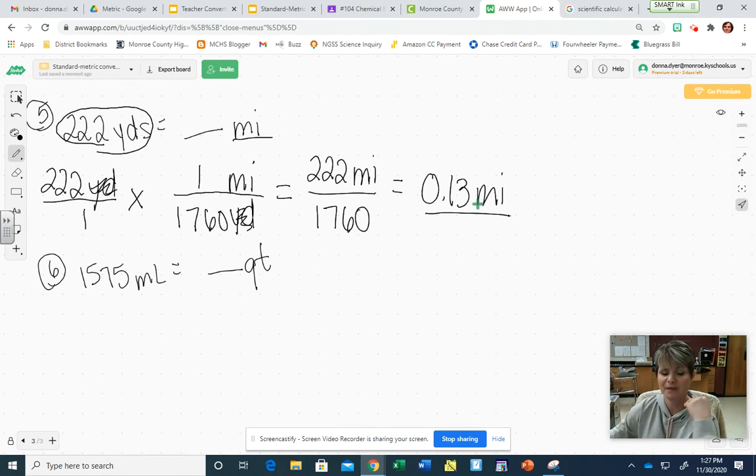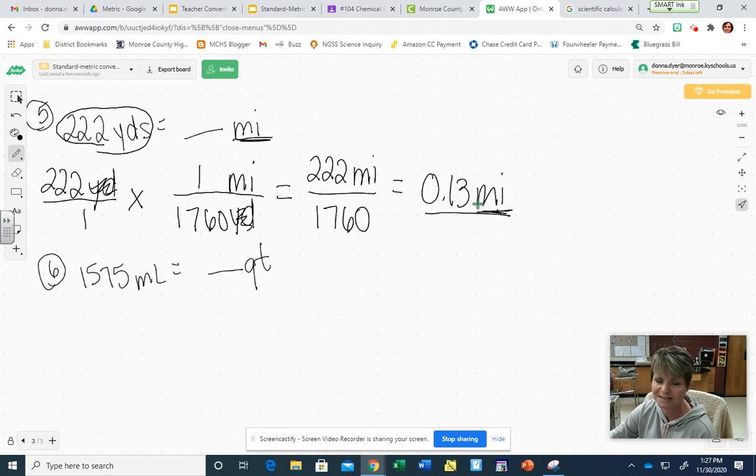Again, guys, the key to the factor label method are the units. Set your problem up so that your units cancel. Make sure when you're getting those numbers from the conversion factor that you put the number in front of the correct unit. At the end, make sure that the unit that you're left with is the unit that you're solving for. The factor label method is all about the units.